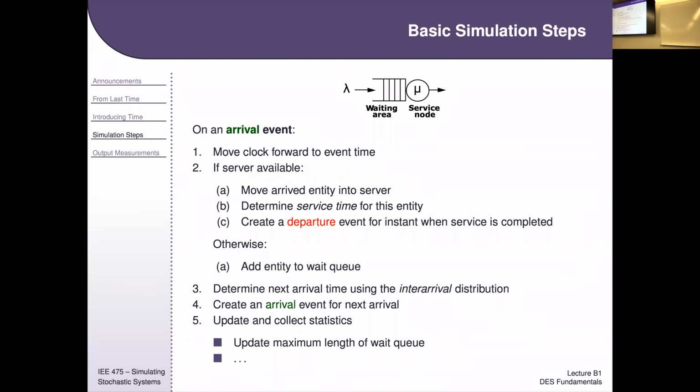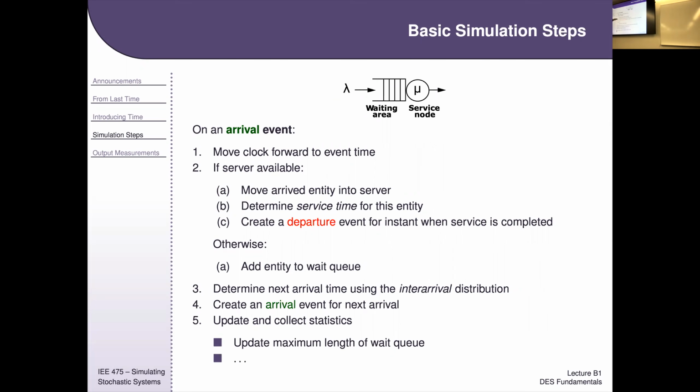Then as you're iterating through your event calendar, or your future event list, if you hit an arrival, then you move the clock forward to that arrival time. So in the calendar, the arrival will be at time 5, so you say clock is equal to 5. You move the clock to that time. And then you ask, is the server available here? Is this server available at the instant of this arrival? If the server is not busy, if it's idle, then you move that arrived entity directly into the server. You draw a service time. I'll provide you a list of service times. In the future, we'll draw them randomly.